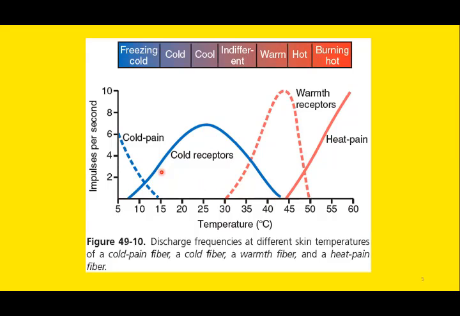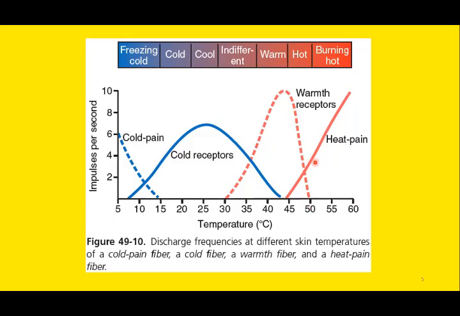So this blue curve shows the response of cold receptors. Now you see the red dotted line. This is the sensitivity, or the impulse rate or discharge rate, of warmth receptors. And you can see the peak is around 40 to 45 degrees centigrade, and beyond 50 degrees centigrade, there is no response by the warmth receptors.